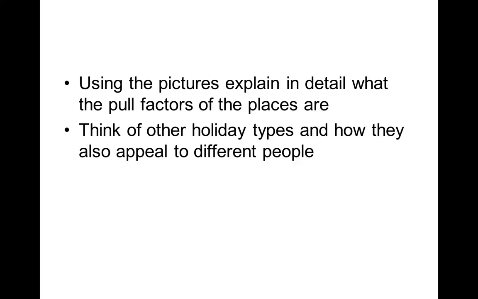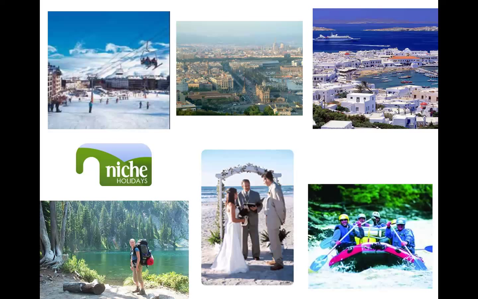So the next slide is going to have on it a series of pictures. What you need to do is figure out what types of holiday can be going on in different places, and what the attractions, both physical and human, are which are pulling people to these places. So this slide has 7 images on it. Why not work your way through and think about the different types of holiday and the physical and human attractions of these locations. Pause the video, have a go at that.